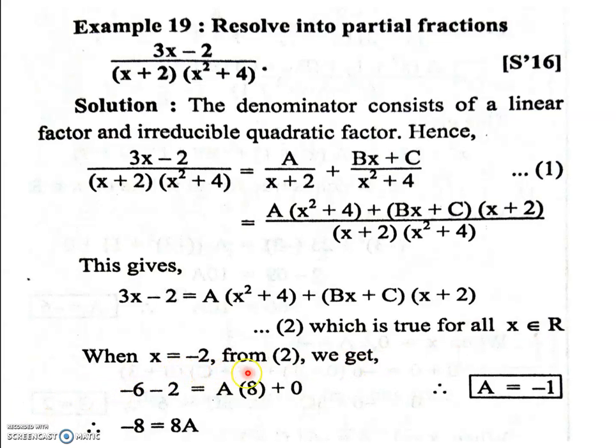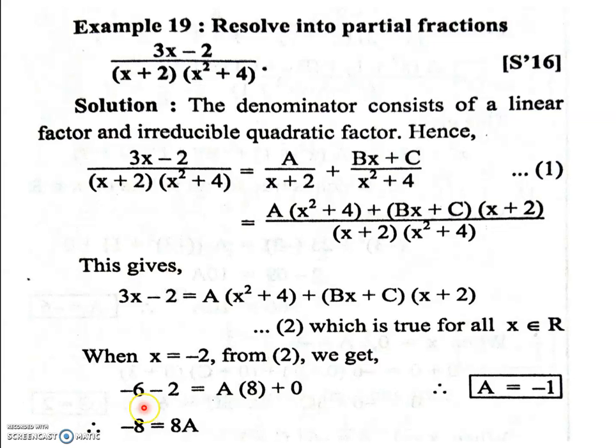When x equals minus 2, from equation 2 we put x equal to minus 2. So 3 into minus 2 equals A(minus 2 square + 4) + (B into minus 2 + C) into (minus 2 + 2), but minus 2 plus 2 gives 0, and 0 into anything is 0. Minus 2 square is 4, and 4 plus 4 is 8. Now minus 2 into 3 is minus 6, minus 2 remains the same because it is the constant. So minus 6 minus 2 equals A into 8.